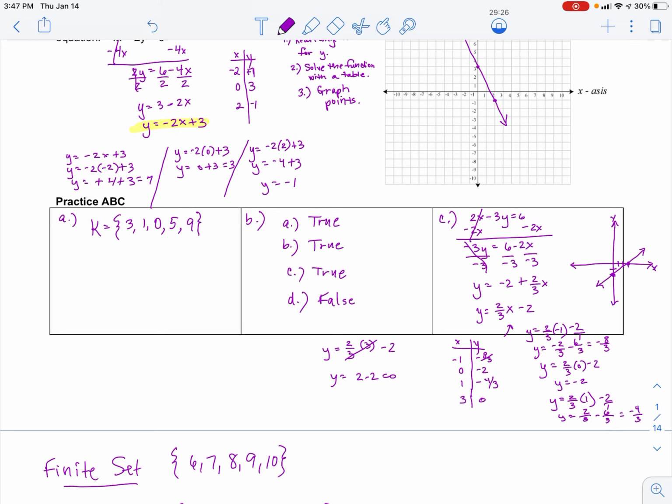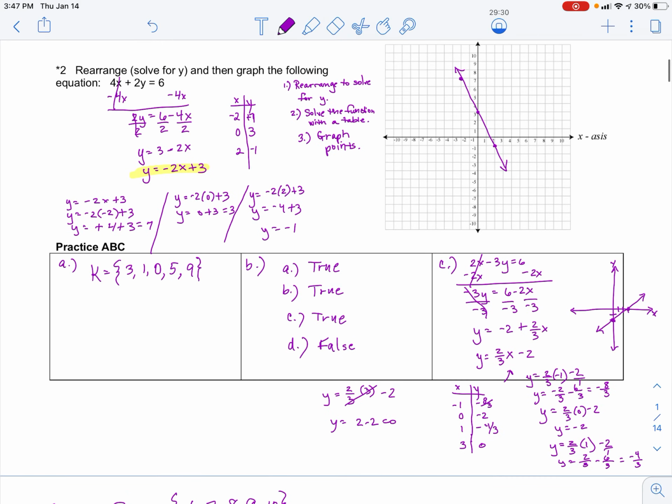So the process is kind of fun, makes sense, it's organized, it's good steps to be able to go from an equation that needs rearranged to solve for y in order to get some points to put on the graph and then connect it to make your line.